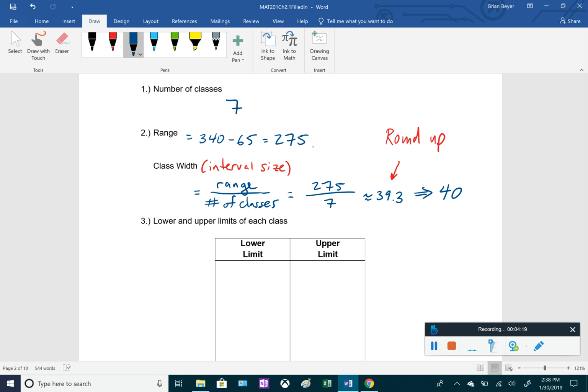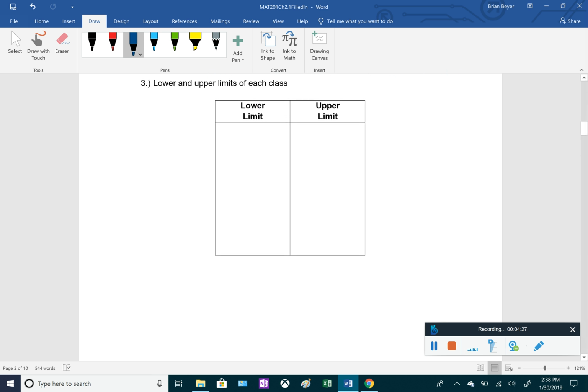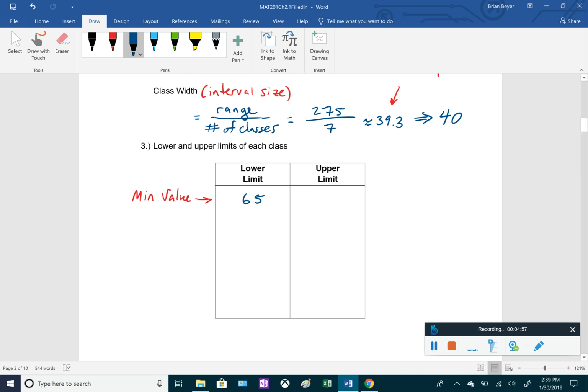Now we want the lower and upper limits of each class. We know we're going to have 7 different classes here. The lower limit of the first one is always going to be just the minimum value in the data set. So we're going to start with the minimum value, which was 65. Before we go to the upper limits, I'm going to do every lower limit. To find the next lower limit for the next class, we're going to add this class width to it. So it's 65 plus the 40, which is 105. That's going to be the lower limit for the next class.